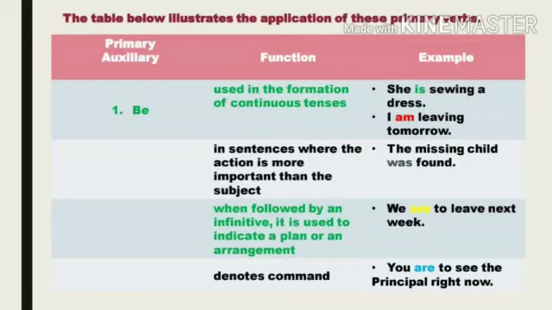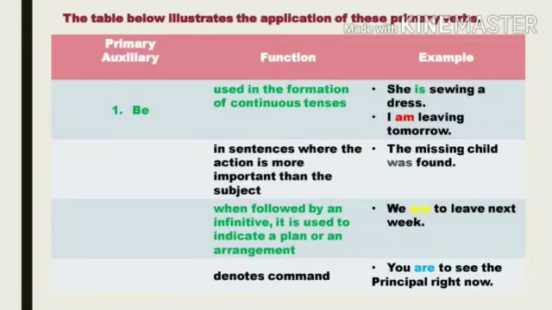These verbs can also be used when followed by an infinitive. It is used to indicate a plan or an arrangement. You can also say that these verbs can be used in sentences showing the near future, like, we are to leave next week. In this sentence, we are going to leave next week. The action is going to happen in the near future.